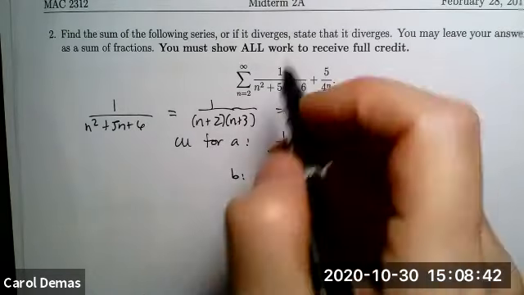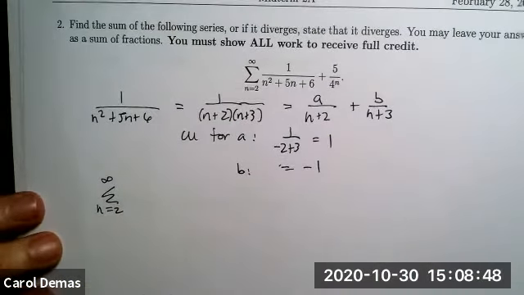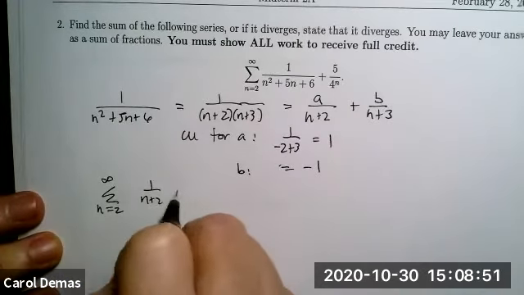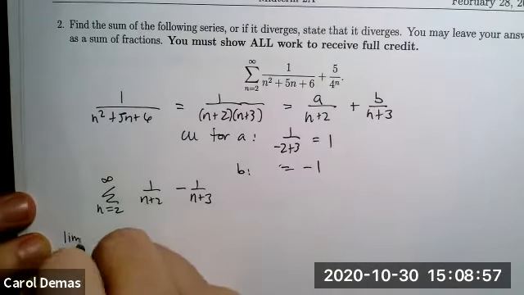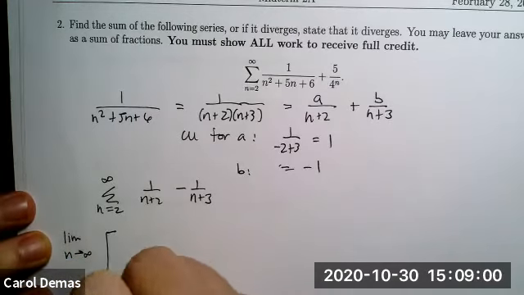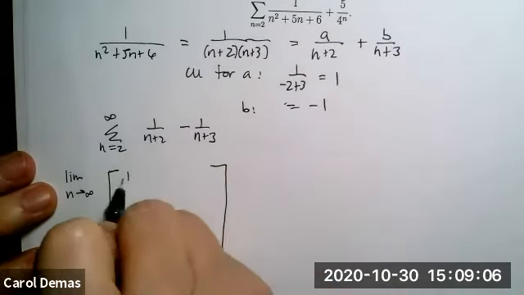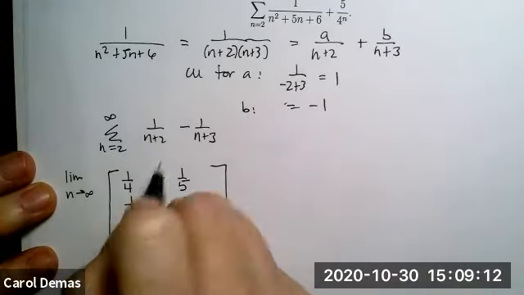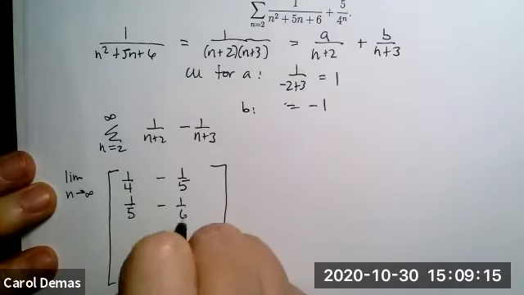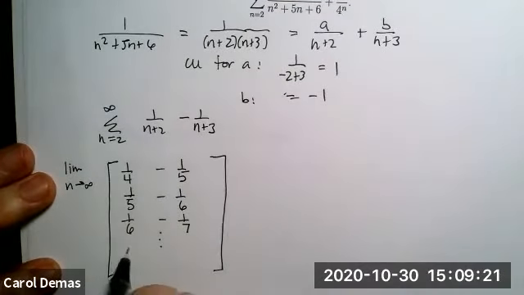All right. So let's do the first one first. We're going to start with n equal 2, go all the way up to infinity, and we'll have 1 over n plus 2 minus 1 over n plus 3. And we're going to do telescope for that. We're going to take the limit as n goes to infinity. Starting with n equal 2, we'll have 1 over 4 minus 1 over 5, when n is 3, we'll have 1 over 5 minus 1 over 6, 1 over 6 minus 1 over 7. The ellipsis means keep going until we get to 1 over n plus 2 minus 1 over n plus 3.